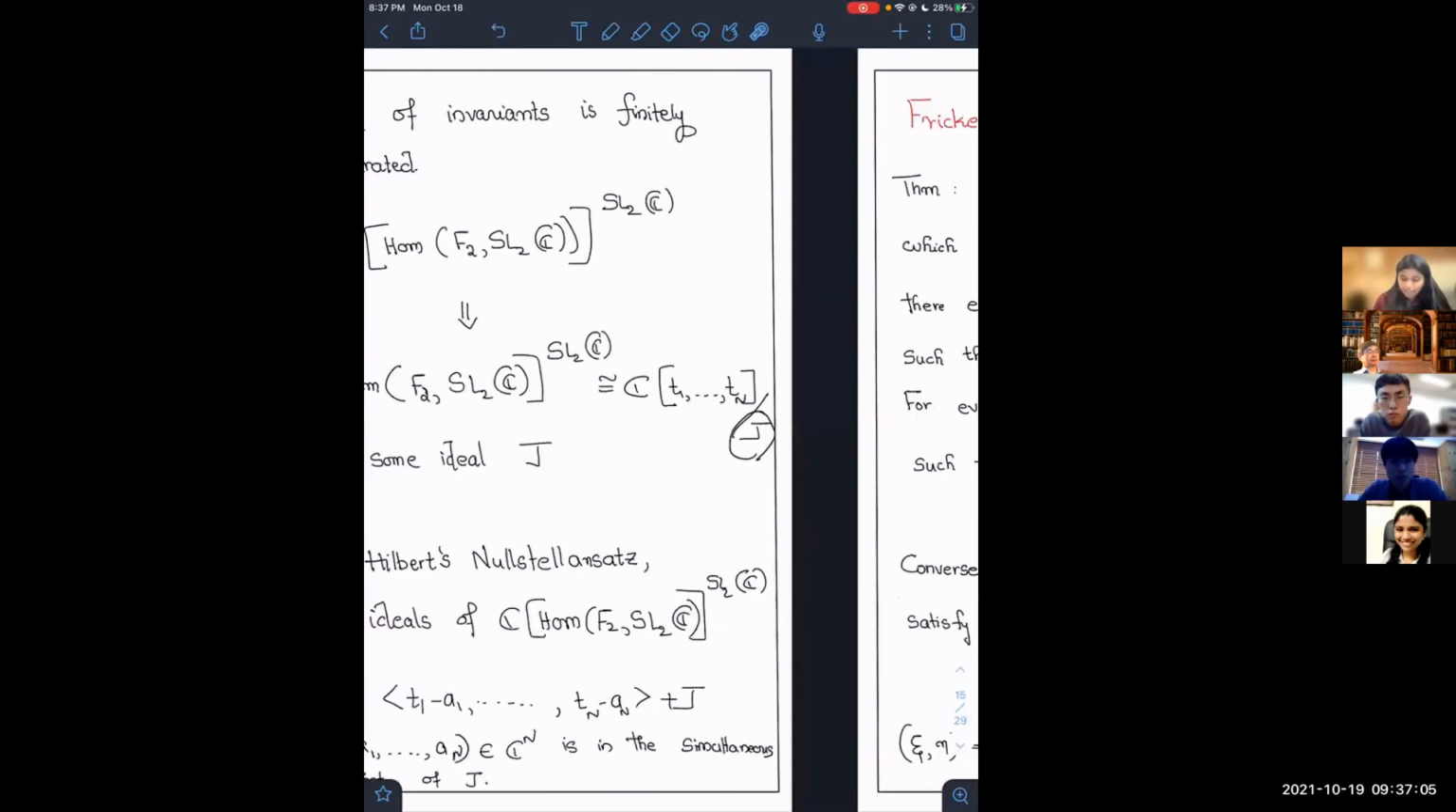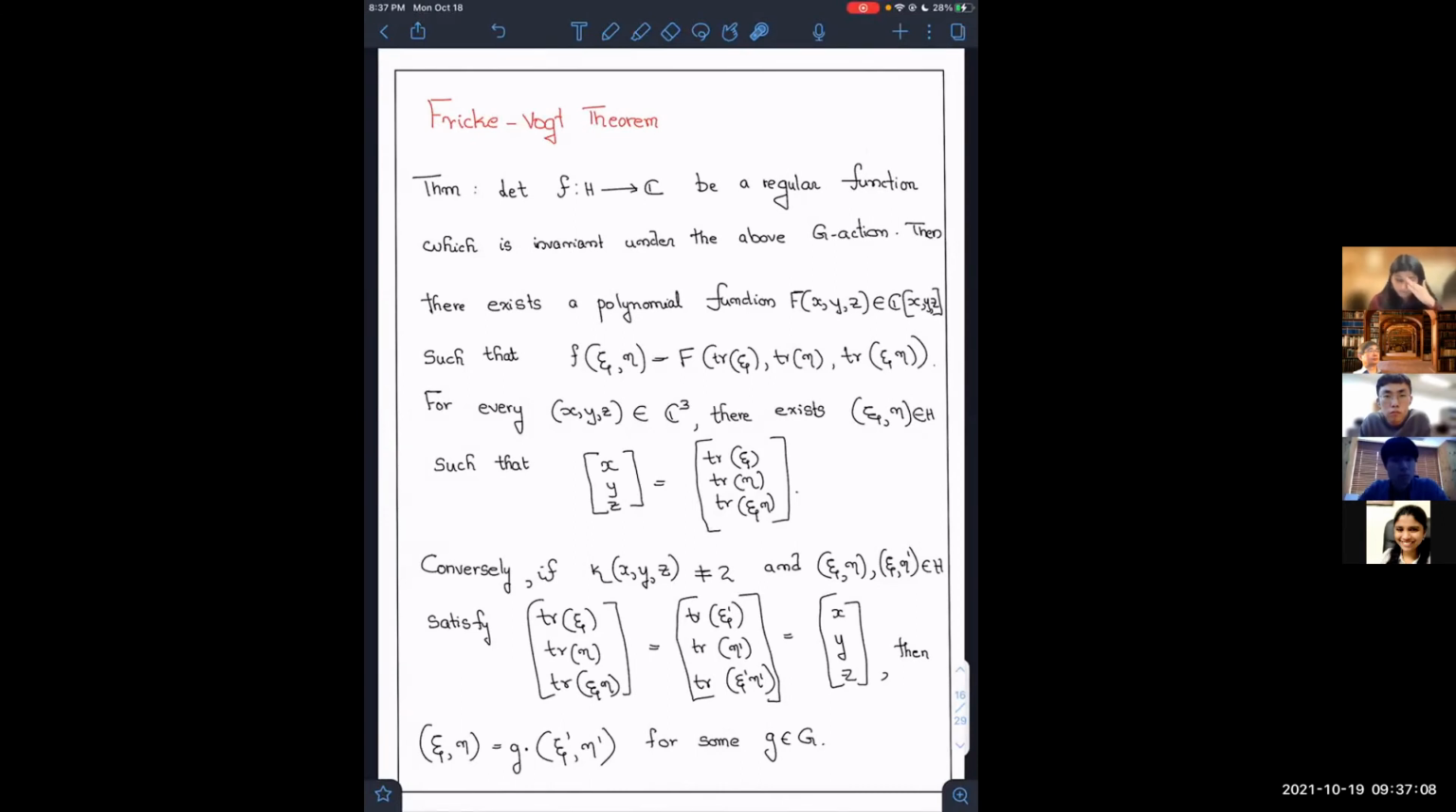In this case, there is a result, the Fricke-Vogt theorem. It was found independently by Fricke and Vogt, where they give an explicit description of these invariant functions. Here H, I think I had a slide earlier which said what H is, is SL2C cross SL2C, right? And we look at the conjugation action where G is SL2C.